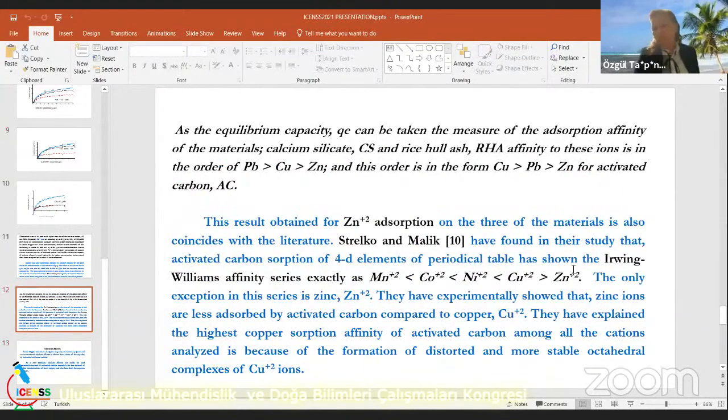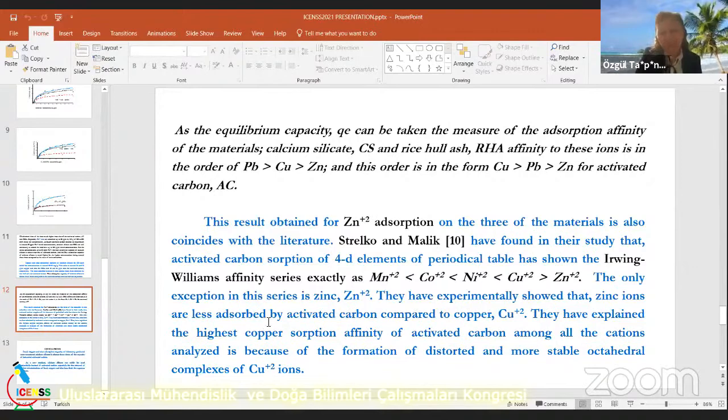Zinc is an interesting ion here for the adsorption of our materials. There is the Irving Williams affinity series in the literature, shown by Strelko and Malik. They say that the Irving Williams affinity series follows the atomic size order: manganese, cobalt, nickel, copper, but zinc doesn't obey this rule, they say. And they say that copper adsorption is higher than the zinc values.